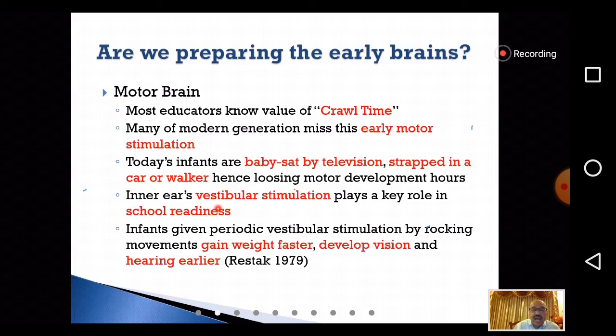And those kids who were not given these movements gain weight faster. Why? Because they are not moving at all. They are not spending energy. So basically, whatever they eat, they become fat and obese. Obese babies are bad for health, even for the brain. Their vision development is hampered. The hearing will be affected.